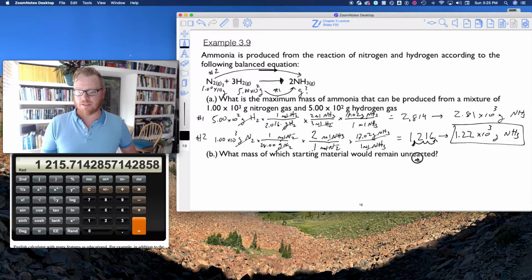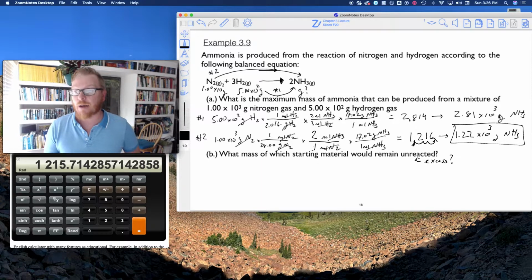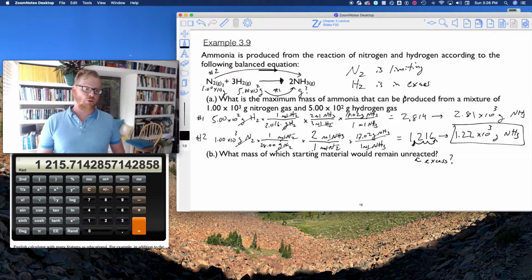So what that means is which one is in excess? Which one do I have leftovers from? Okay? And so it's going to be the hydrogen. And the way that I know it's got to be the hydrogen is because, look, the hydrogen could possibly make a lot more ammonia than the nitrogen did. So that means nitrogen is limiting. I'm just going to write this down for my own clarity. And hydrogen is in excess. So that's what we're going to have leftovers of, hydrogen.